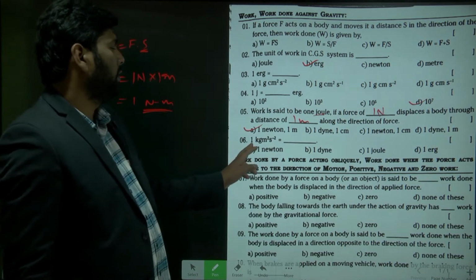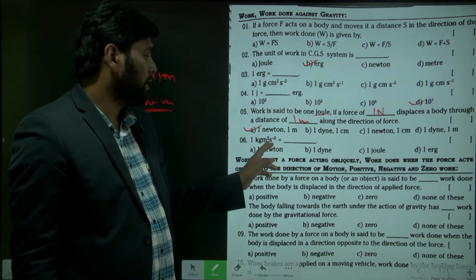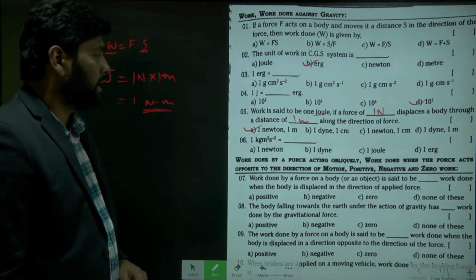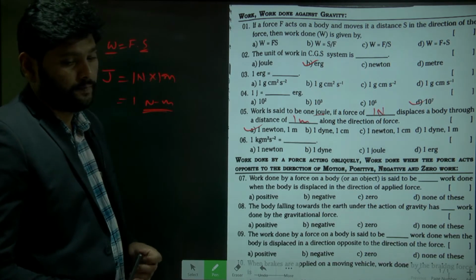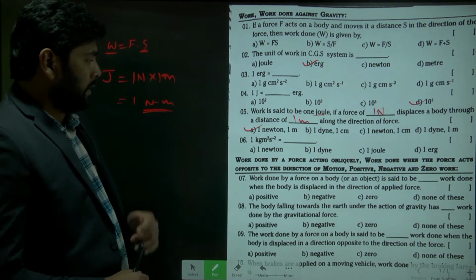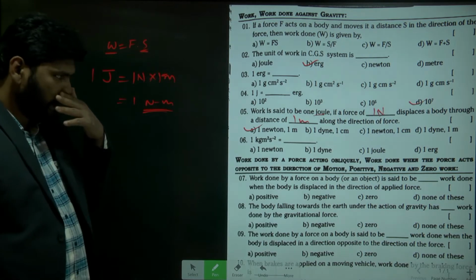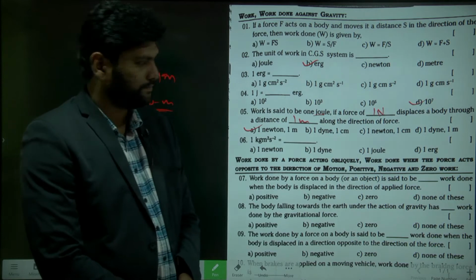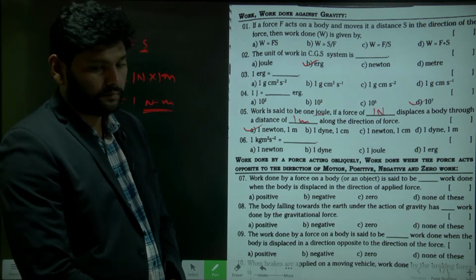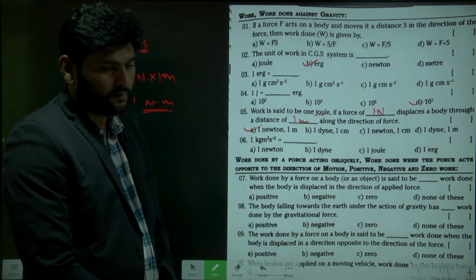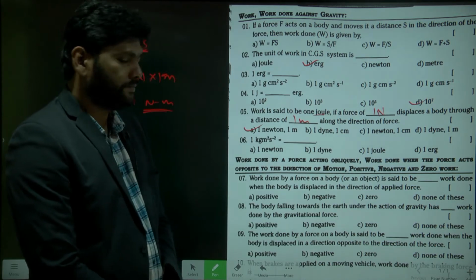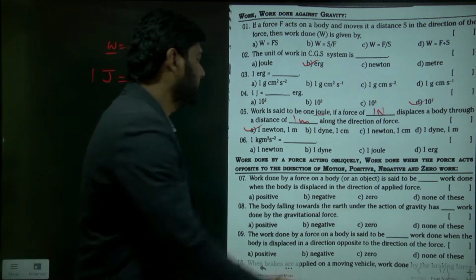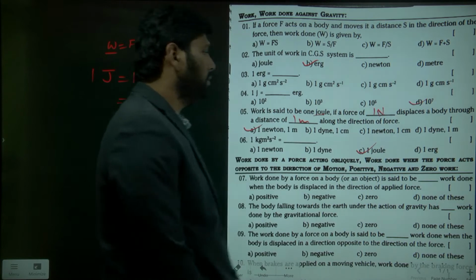Similarly, 1 kg meter square per second square is known as, just now you have seen, right? Tell me the answer. 1 newton? Not 1 newton, 1 joule.